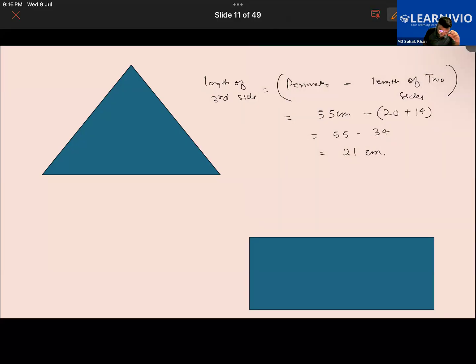How many different types of triangles are there? You have equilateral, in which all sides and all angles are equal. Isosceles, in which two sides and only two angles are equal. Scalene, in which none of the sides are equal. And then you have a right angle triangle as well, in which one of the angles is of 90 degrees.